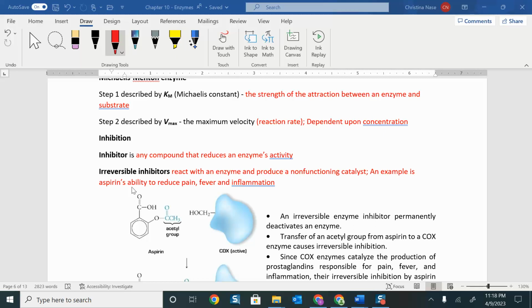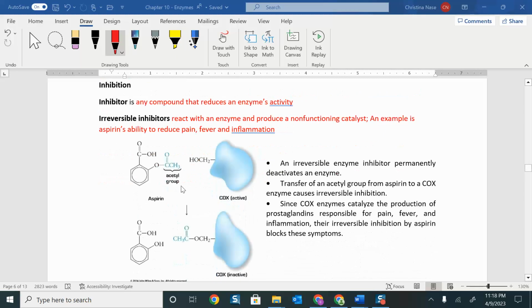This is what happens with aspirin. Aspirin acts as an irreversible inhibitor. It binds to the COX enzyme. It transfers an acetyl group, and then it's deactivated.